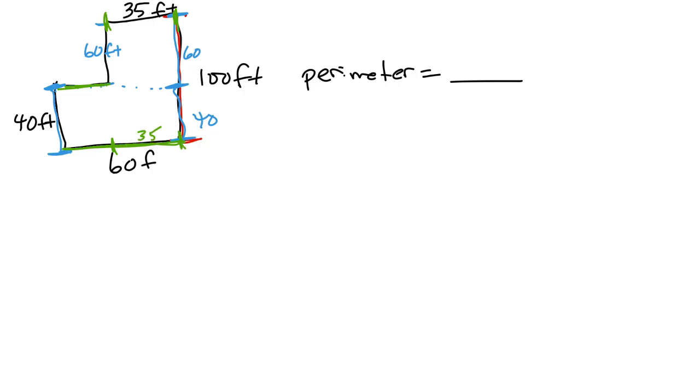Well, we need to know what the rest of it is. If this whole length is 60 feet, and that much of it's 35, then 60 minus 35 is 25. So this is 25. Well, the reason I need that is because from here to here is 25. That matches from here to here. This is 25 feet. Now I have all of the sides.